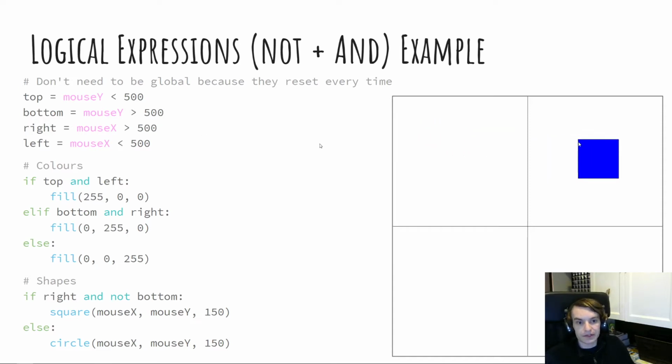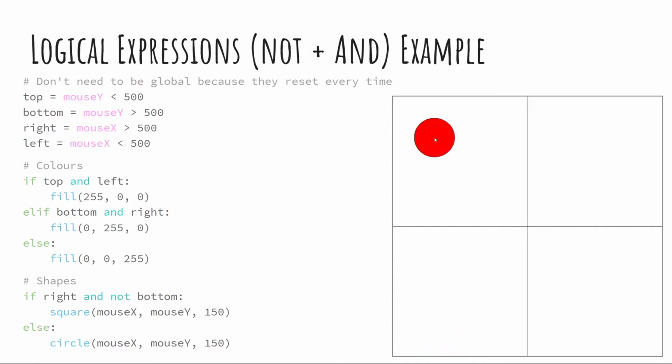We now have an on-screen example. I will again fade myself out. So you can see here we set up a few logical conditions right up at the top. We have top is equal to mouseX is less than 500. That corresponds to us being in the top half of the screen. Bottom is mouseY greater than 500, which corresponds to us being in the bottom half of the screen. Similarly, right is mouseX greater than 500. Left is mouseX less than 500. That's all fairly straightforward. The interesting bit is what we do with it.